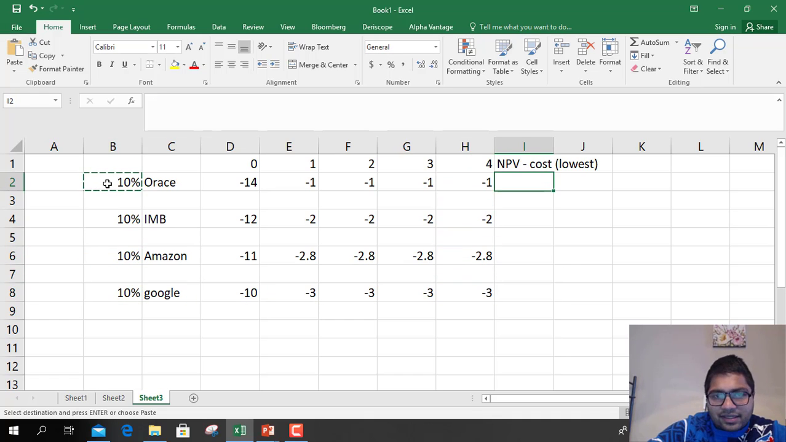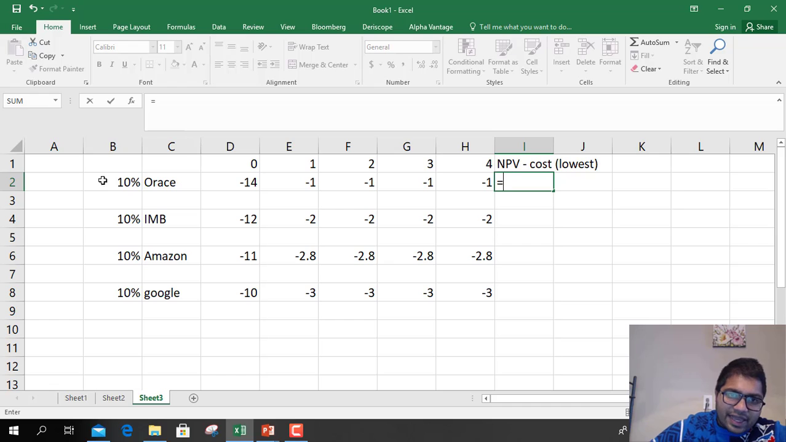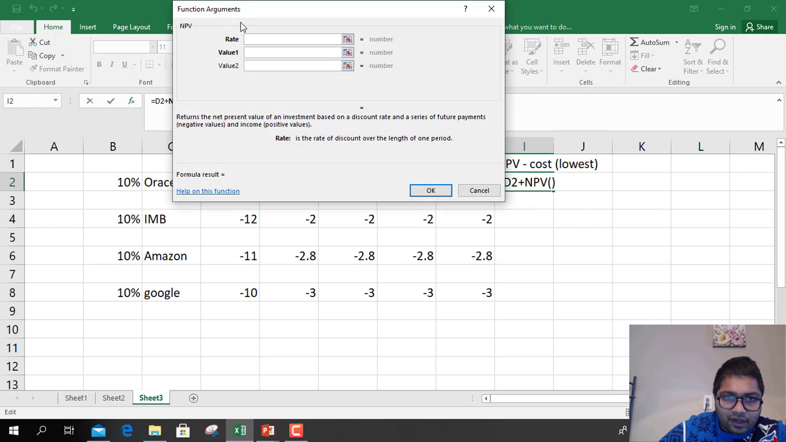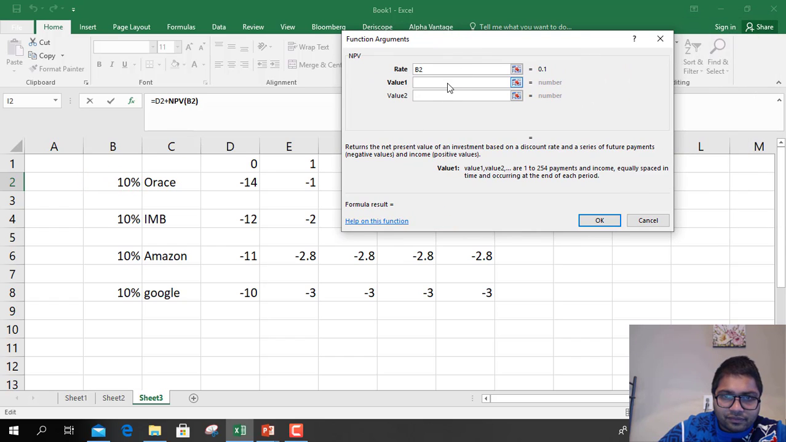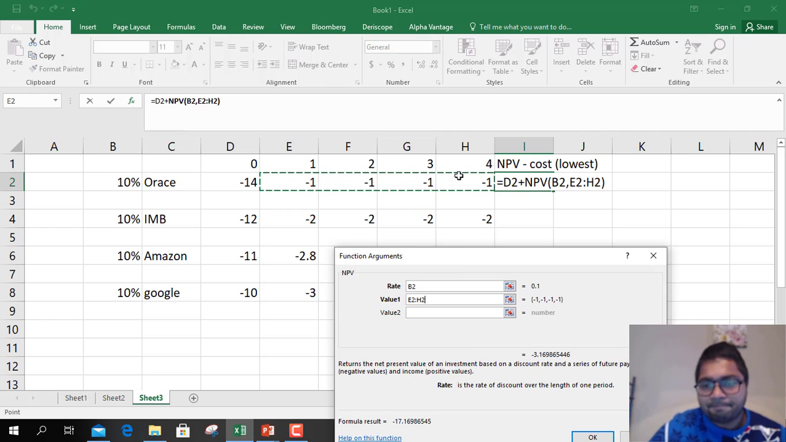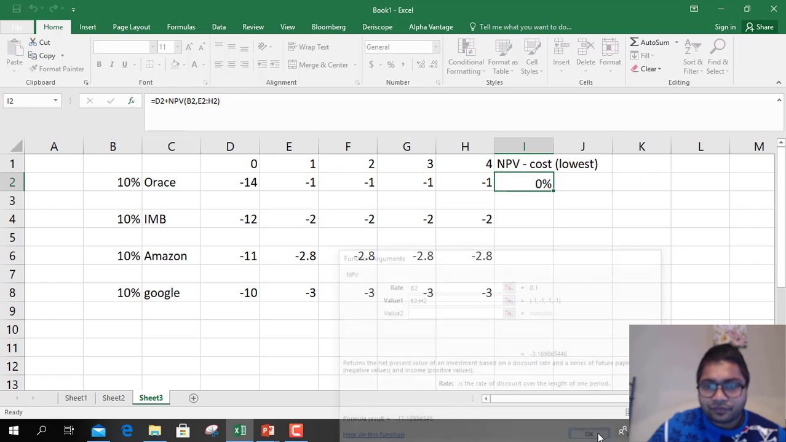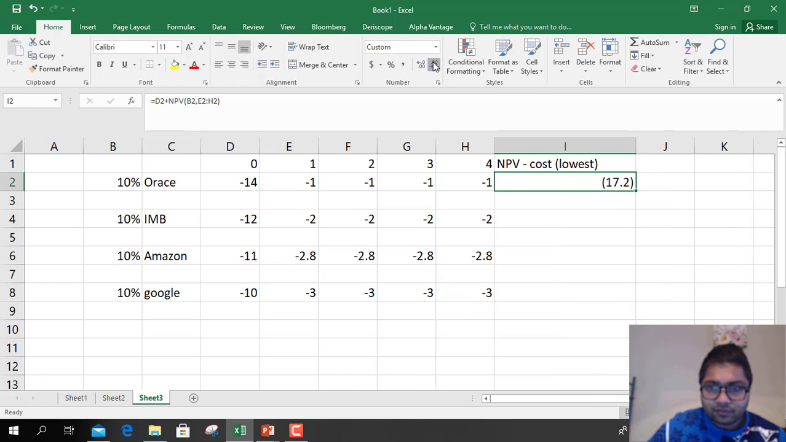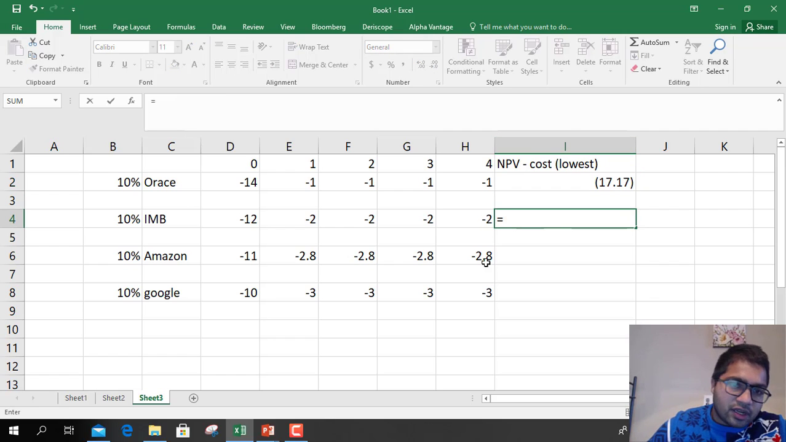Okay, cost of financing is 10%. So how do you calculate it? Cash flow right now plus, so we are calculating total cost. So cash flow right now plus NPV at a rate of 10%, values are 1 to 4. Okay, so total cost is $17 here. Let's calculate cost here.